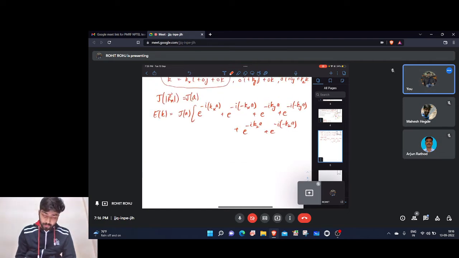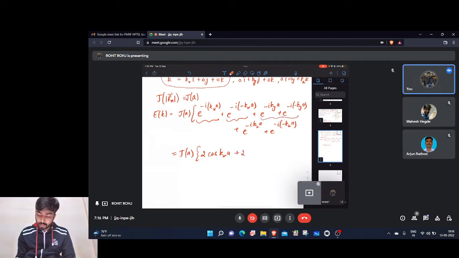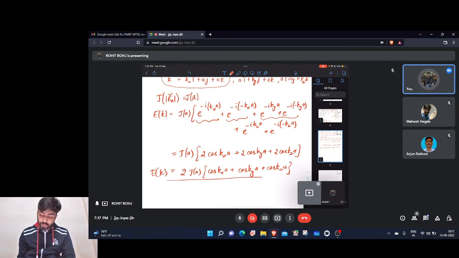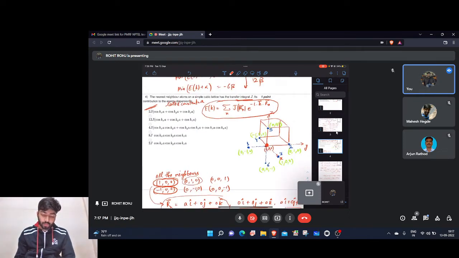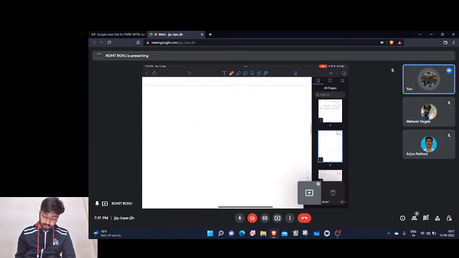Okay, so let us collect the terms. e to the power minus i theta and e to the power plus i theta, divided by 2, becomes cos, so 2 cos kxa. The next two terms collected together become 2 cos kya, and next is 2 cos kza. 2 comes out of the bracket, cos kxa plus cos kya plus cos kza. So this is our energy dispersion relation in the tight binding model for nearest neighbor interaction, and therefore the correct option would be 2J cos kxa plus cos kya plus cos kza.